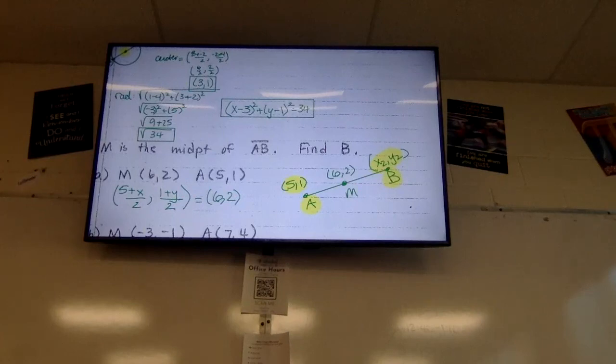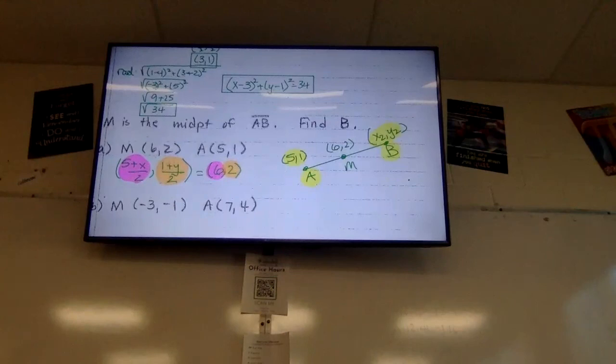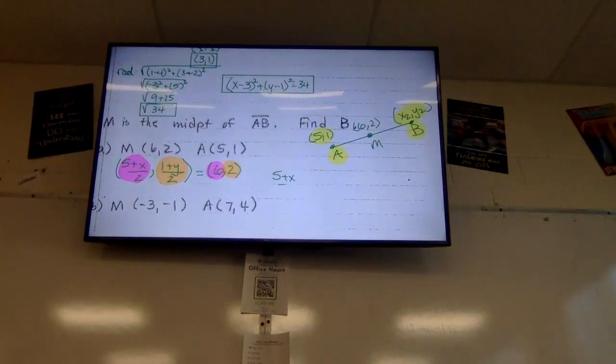Once we got here, I told you that we're going to separate this off. I'm going to set my x's equal to each other. So I'm going to say 5 plus x divided by 2 equals 6. So I can find my x very easily. And I'm going to do the same thing for my y's. 1 plus y over 2 equals 2. So I'm going to say 5 plus x over 2 equals 6. And I can solve that. Multiply by 2 on both sides. 5 plus x equals 12. Minus 5 on both sides. X equals 7.